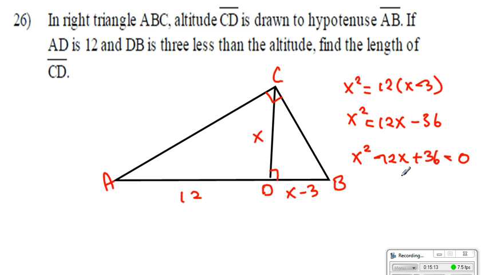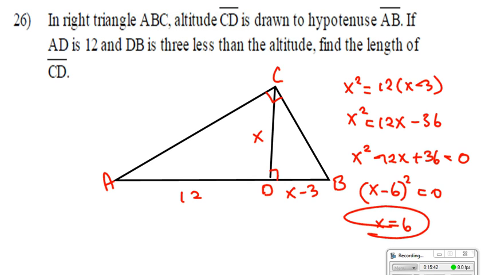Now, which two numbers multiply to 36, but add up to 12? That's right, it will be 6. So this in fact is x minus 6 squared is equal to 0. So therefore, x must be equal to 6. Then the final length of CD, which is equal to x, happens to be 6. All right, let us continue.